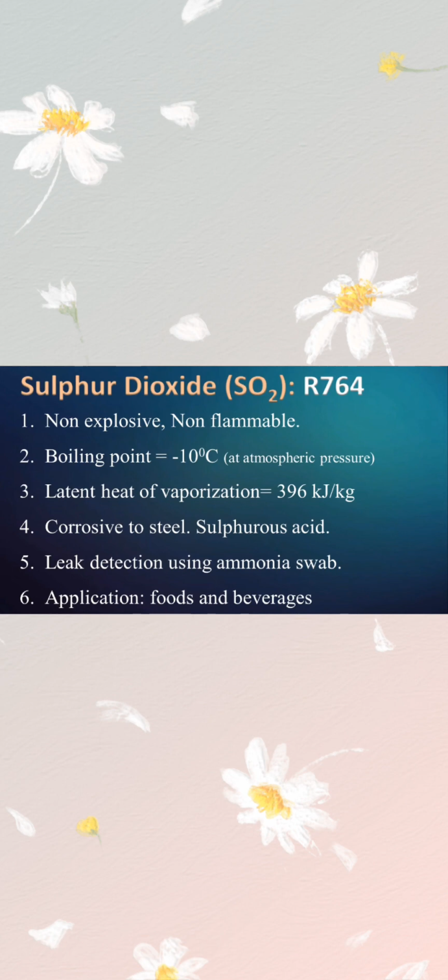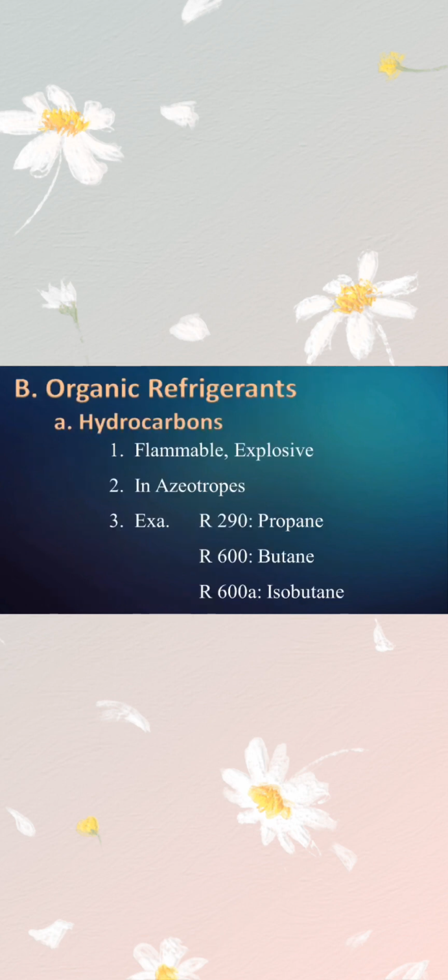Now, let us see organic refrigerants. The first one is hydrocarbon. Hydrocarbons are flammable and explosive, depending upon thermal properties like evaporation temperature and pressure. They are used in various industries nowadays, even by combining with other refrigerants, which are known as azeotropes. Some popular hydrocarbon refrigerants are R290, propane, R600, butane, R600a, isobutane.